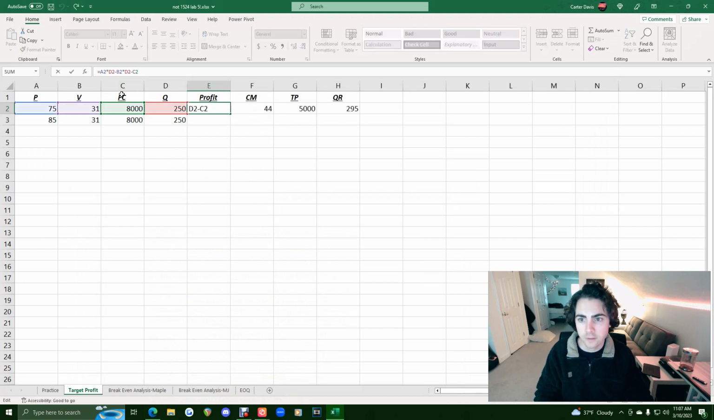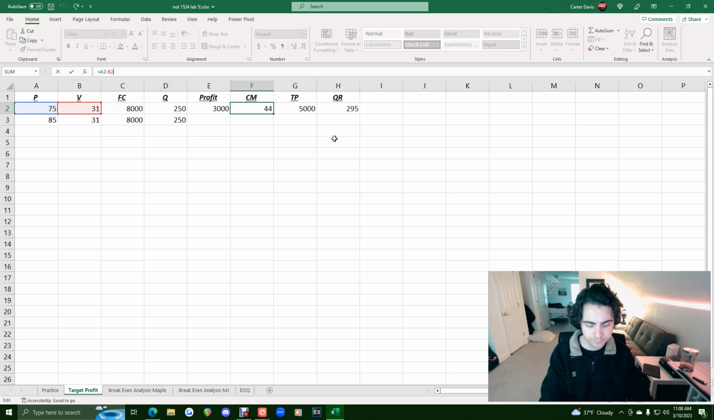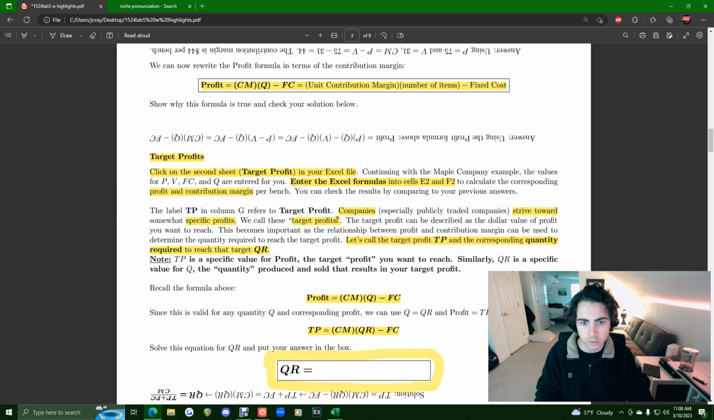So to calculate profit, I've done price times quantity for the revenue, minus variable cost times quantity, minus the fixed cost. Because the price times quantity, the revenue, is always positive, but anything that's contributing to your expenses, to your costs, should be subtracted, should be negative. So your contribution margin is just the price minus the variable cost. And then leave it at that.